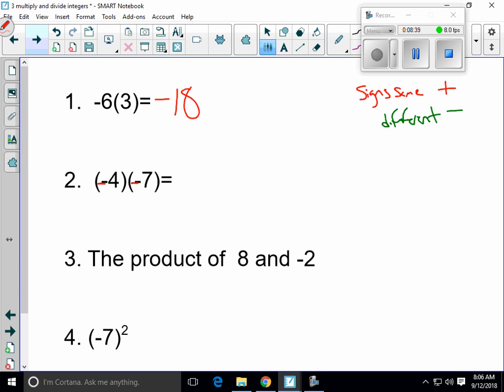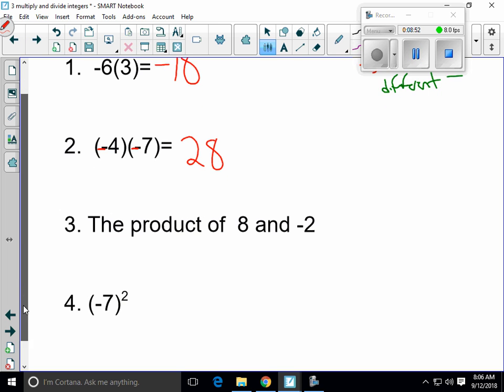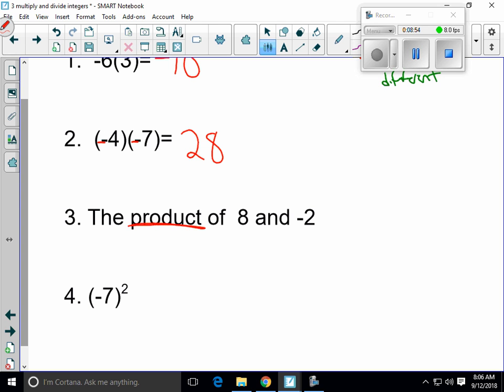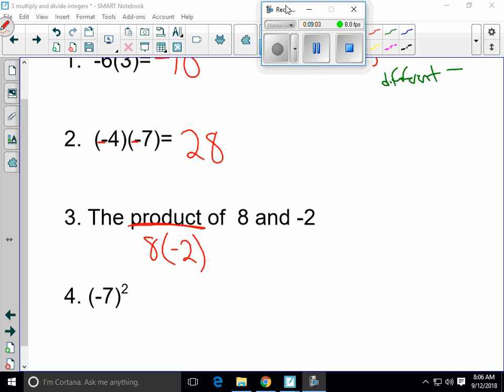Number 2. They're both negative. The signs are the same. Your answer is going to be positive. So 4 times 7 is 28. Number 3. The product of 8 and negative 2. Product is just another word for the answer you get when you multiply. So you're going to do 8 times negative 2. Signs are different. My answer is going to be negative. So negative, and then 8 times 2 is 16.